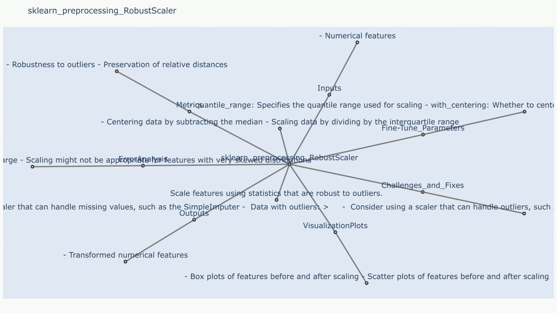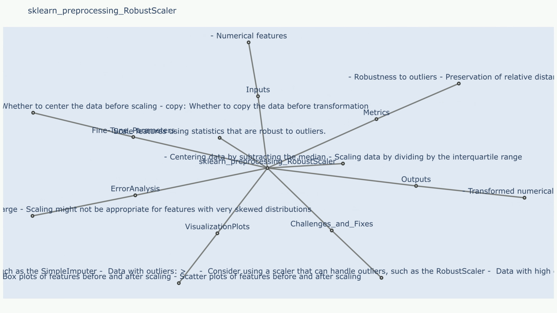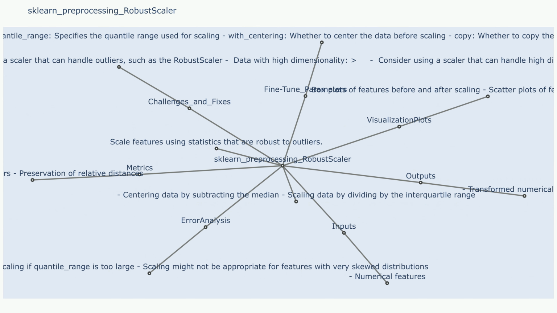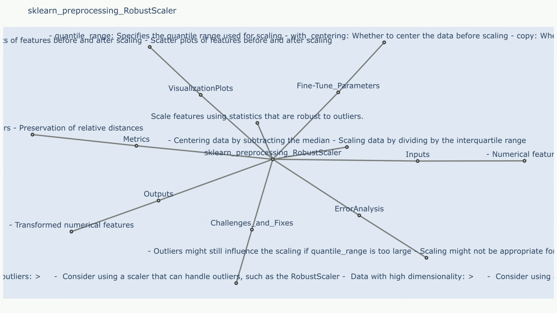Challenges and fixes. Challenge 1: the robust scaler can be sensitive to extreme outliers that lie outside the IQR. Sample use case that resulted in challenge 1: a dataset with a few extremely large values might cause the robust scaler to scale the data in a way that emphasizes these outliers. Fixes to challenge 1. Consider removing extreme outliers before scaling the data. Use a different scaling method, like the standard scaler, if the data has a Gaussian distribution.